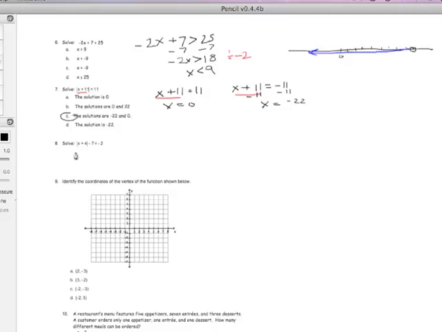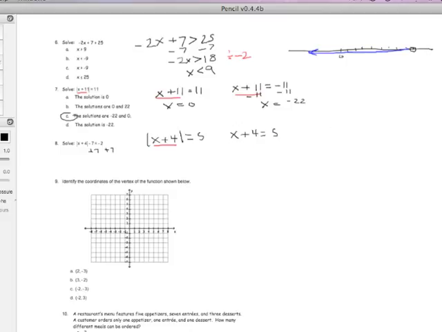Okay, and now this one, solve absolute value of x plus 4 minus 7 is equal to minus 2. So we're going to isolate our absolute value of x plus 4 by adding 7 to both sides. And we get absolute value of x plus 4 is equal to 5. Now just like this case up here, this junk inside the absolute value sign can be positive 5. That's x plus 4 equals positive 5.